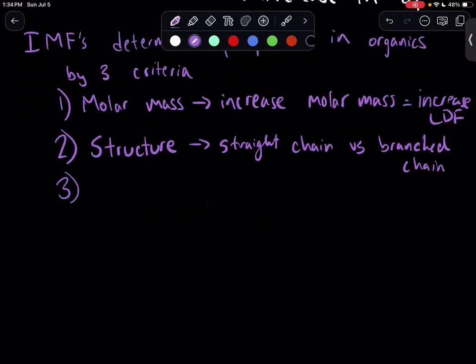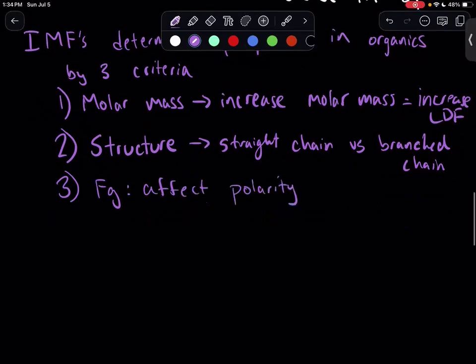Number three, the last one, is the functional group. The functional group is going to affect polarity. Now, give me just a moment to be a little more consistent here. I was using arrows for it all. It's going to affect polarity, and that means that we can bring in dipole and H bonding into our discussion on intermolecular forces that take place in these compounds.